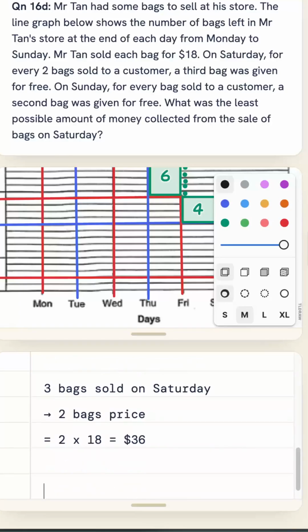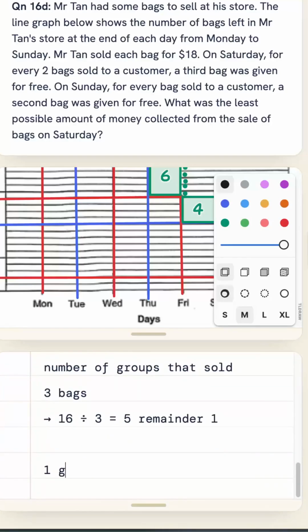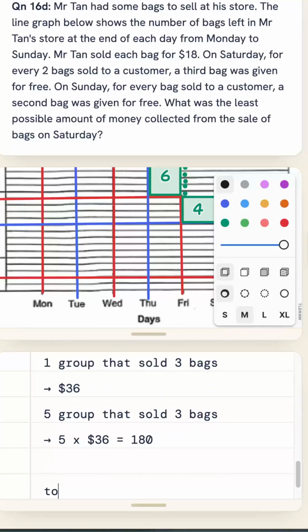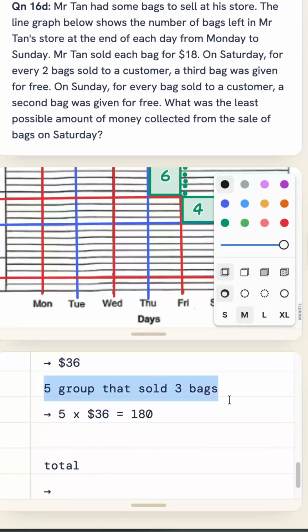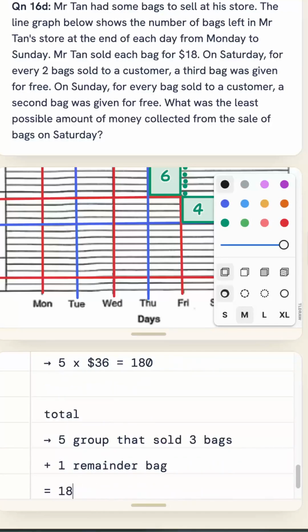So we need to know the number of groups of 3 bags. We know that the total is 16. Divided by 3 gives us 5, remainder 1. If one group of 3 bags goes for $36, then 5 groups is 5 times 36, which is $180. Then 5 groups plus 1 remainder bag is 180 plus 18, which is $198. So that's the least possible amount collected.